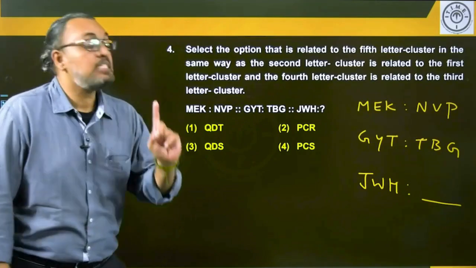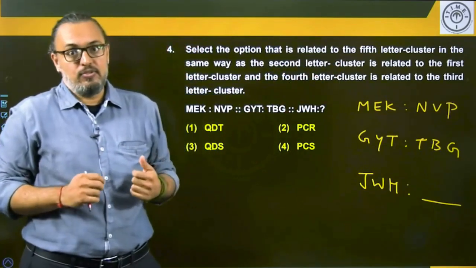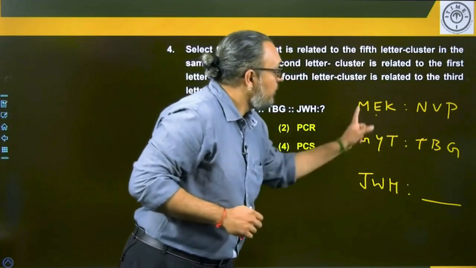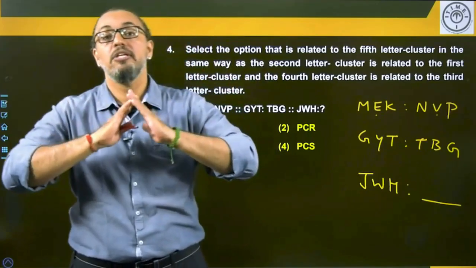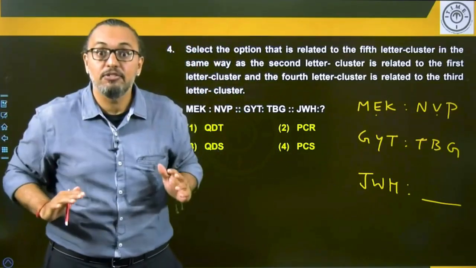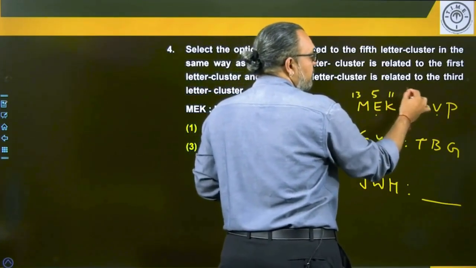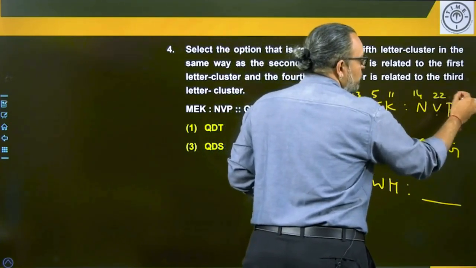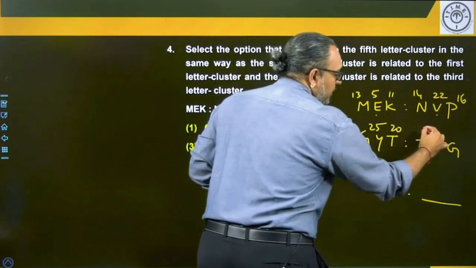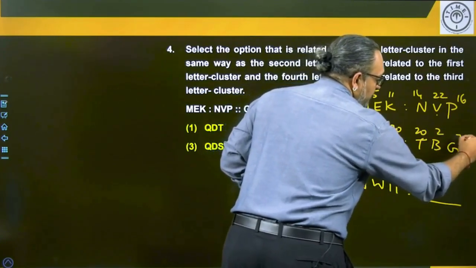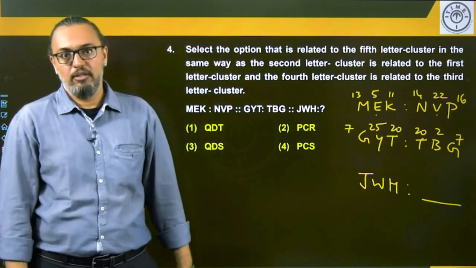Okay. Now, the first thing you observe is, do I have a concept of vowels and consonants? Means, for a vowel, do I have another vowel in that position? No, you don't have. Then if that is not the case, the vowels and consonants logic is ruled out. Then you take the help of place values, means you replace them with numbers. M is 13, E is 5, K is 11. N is 14, V is 22, P is 16. Here 7, 25, 20, 20, 2 and 7. These are the positions that they have in the alphabetical order.